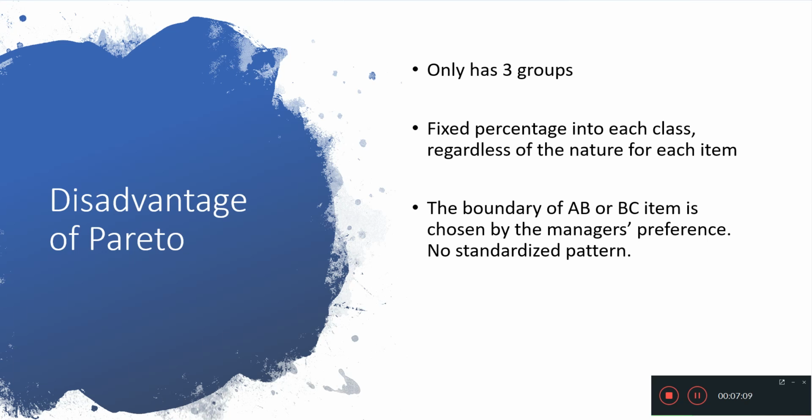And the last one would be that the boundary of AB or BC items is chosen by the manager's preference, not standardized. So in this one, we can see maybe the last item of A product. Some managers would like to include it in B, or they would like to keep it as A, or like the last item of B. Some managers would like to include those items in C, and maybe some managers would include those items in B.